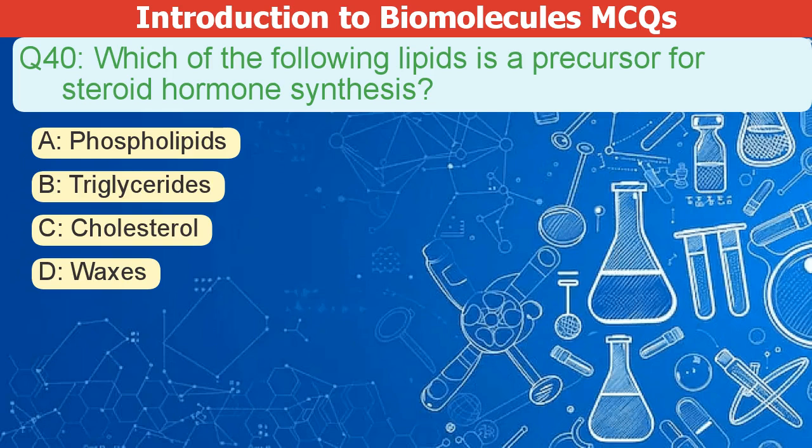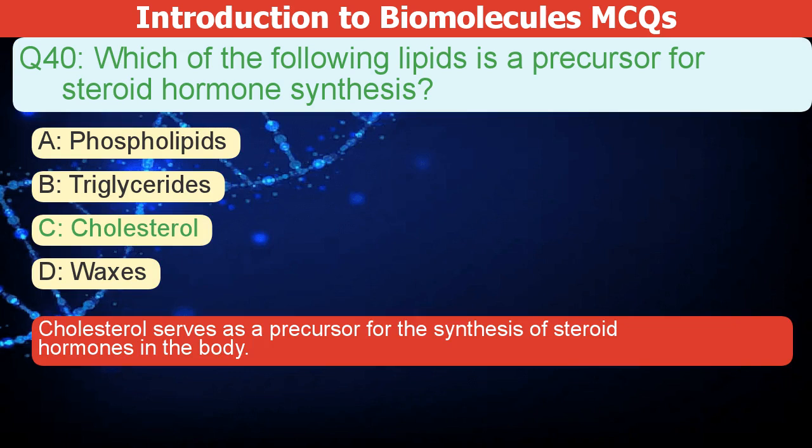Which of the following lipids is a precursor for steroid hormone synthesis? A. Phospholipids. B. Triglycerides. C. Cholesterol. D. Waxes. The correct answer is C. Cholesterol serves as a precursor for the synthesis of steroid hormones in the body.